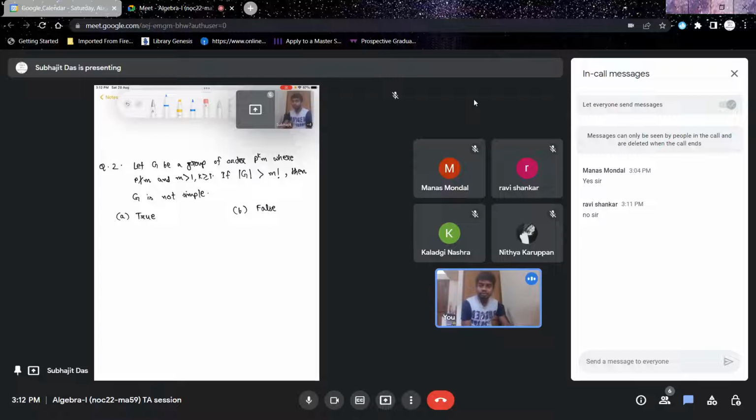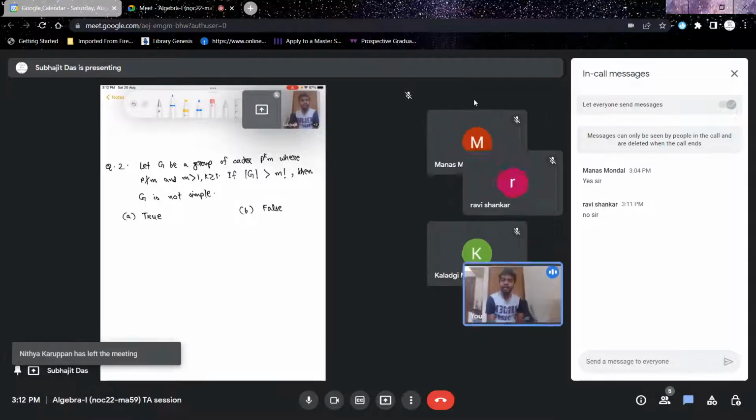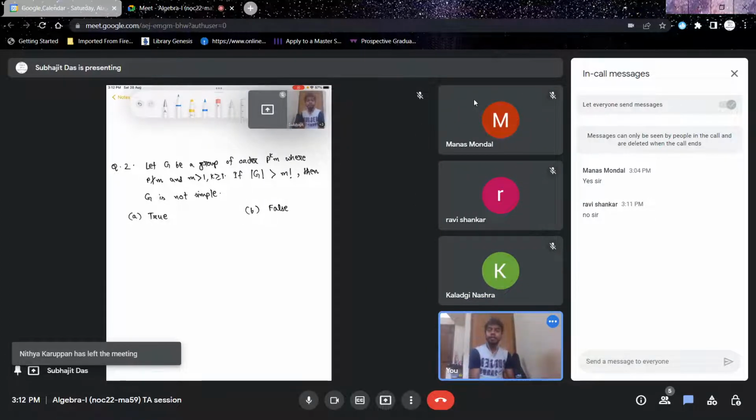So the problem here is very simple. You are given a finite group of order p^k m, where p doesn't divide m, m is strictly greater than 1, and k is greater than or equal to 1. You are given that the cardinality of G is strictly greater than m factorial, then the group cannot be simple. In other words, if this statement is true, you are required to find out whether this group contains a proper non-trivial normal subgroup, that is, a normal subgroup of the group which is different from the trivial subgroup and the entire group, right?